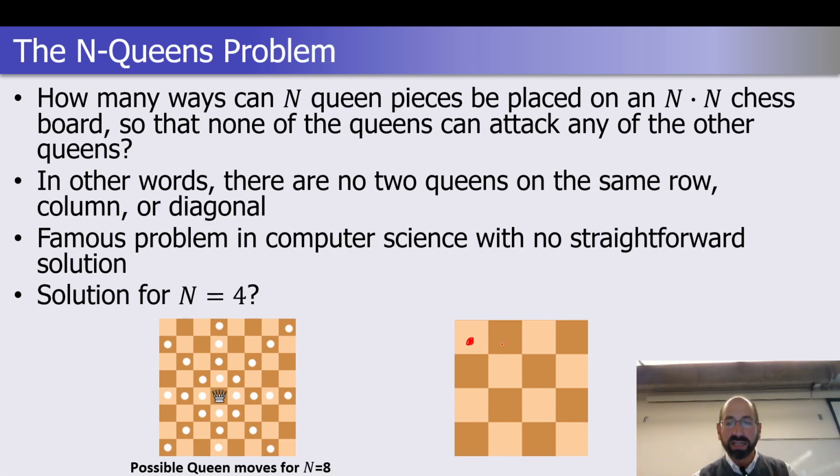Yeah, it has to be a knight move, right? Because if I put it here, that's no good because it's horizontal. If I put it here, it's no good. That's diagonal. Make a knight move. What do I do with the next one?